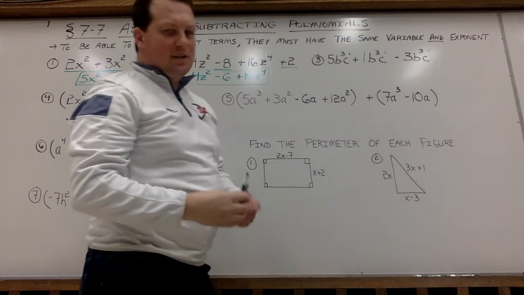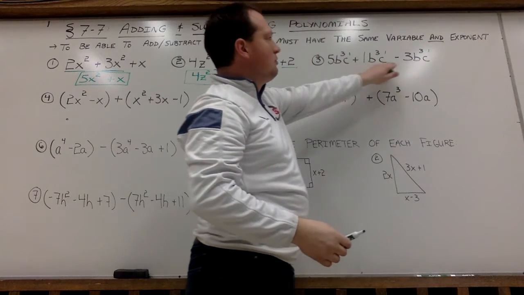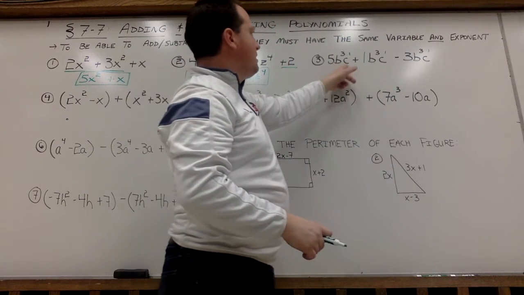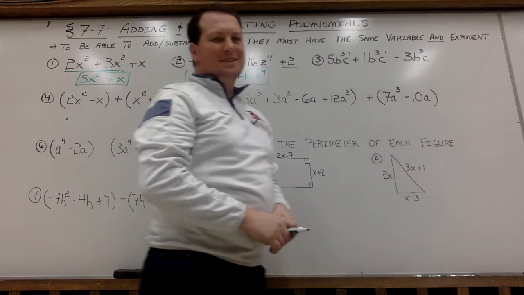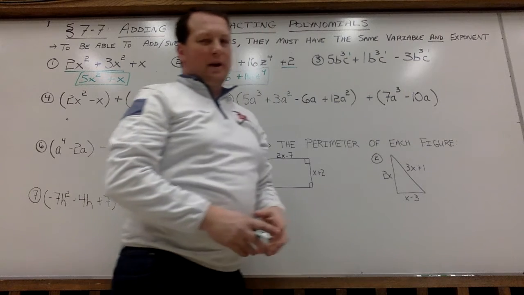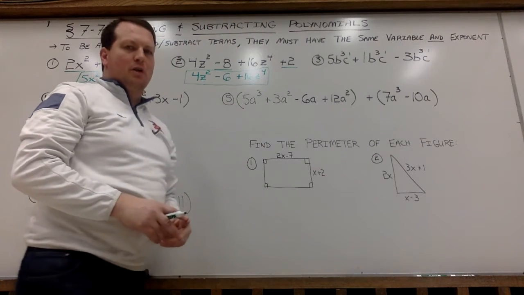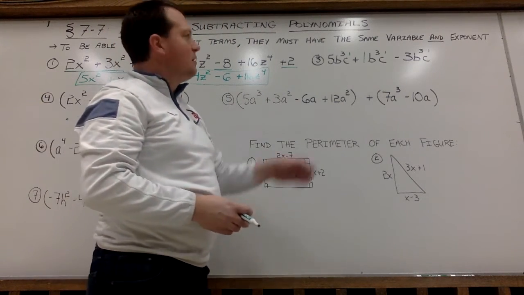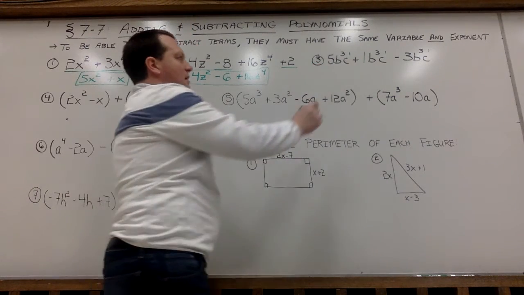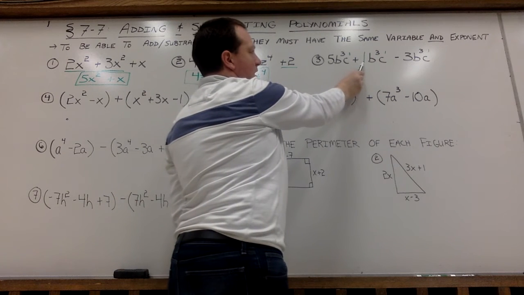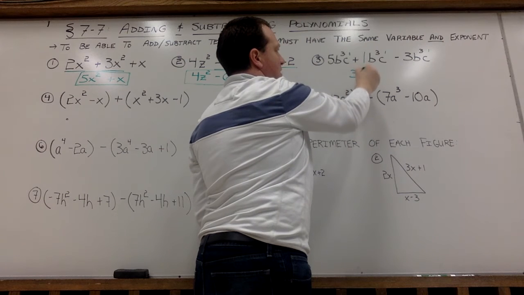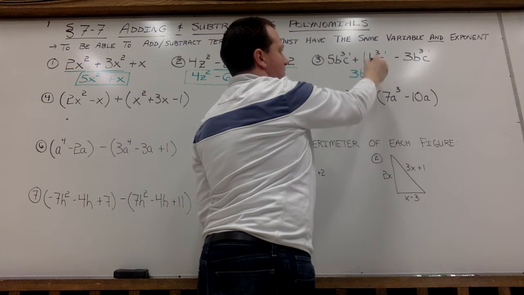If you look at the 3 terms here, term 1, term 2, and term 3, they all have the same variables, b and c, raised to the same powers, 3 and 1. So what I can do is just add the numerical coefficients, the values in front of the letters, to get my final tally. I start with 5 and add 1, that gives me 6. 6 take away 3 leaves me with 3b to the third, c to the first.